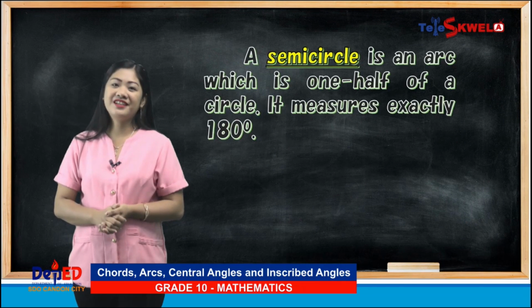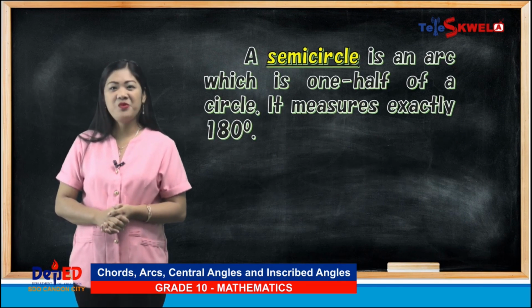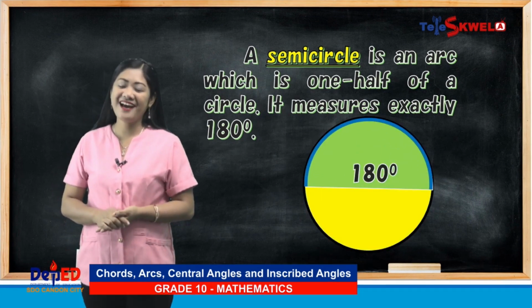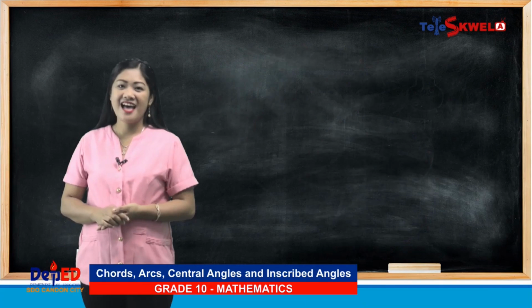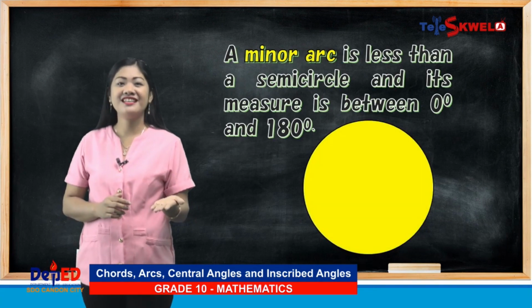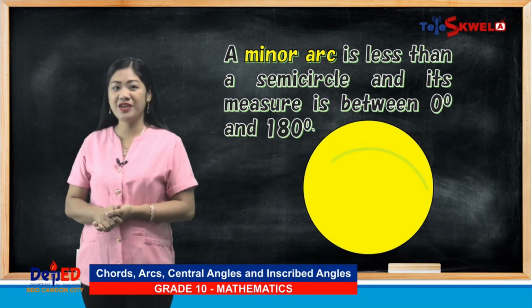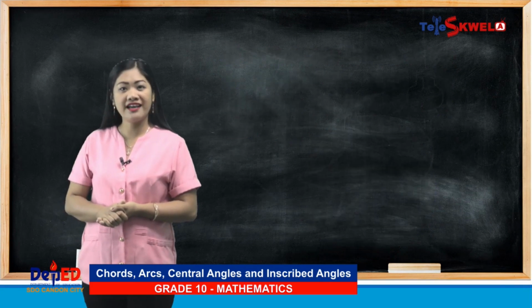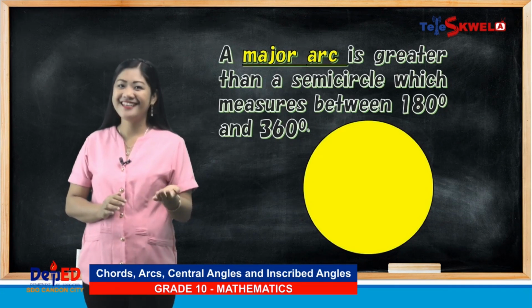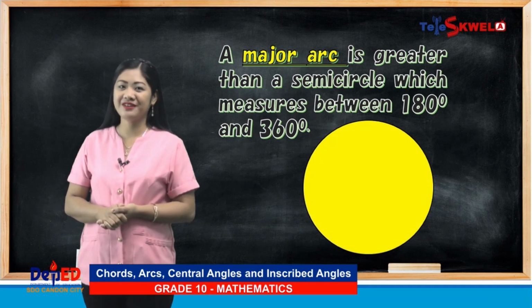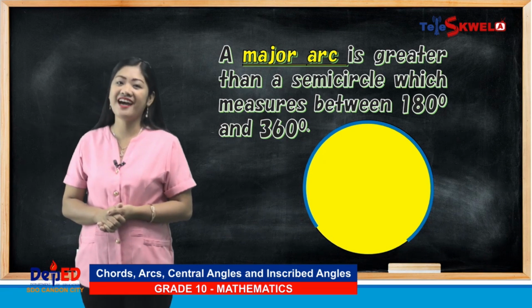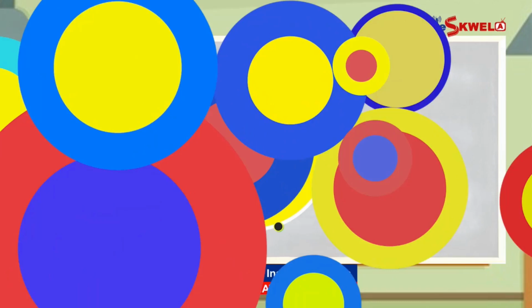A semicircle is an arc which is 1/2 of a circle. It measures exactly 180 degrees. A minor arc is less than a semicircle, and its measure is between 0 degrees and 180 degrees, while a major arc is greater than a semicircle, which measures between 180 degrees and 360 degrees.